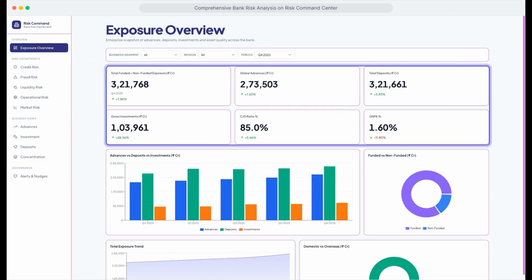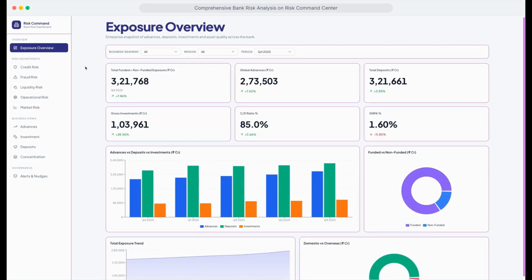At the top, we can see key indicators such as total funded and non-funded exposure, global advances, total deposits, gross investments, CD ratio, and GNPA percentage. These cards give a quick executive summary of the bank's current position, along with period-on-period movement. This helps users immediately identify whether advances, deposits, investments, or asset quality indicators are moving in the right direction.